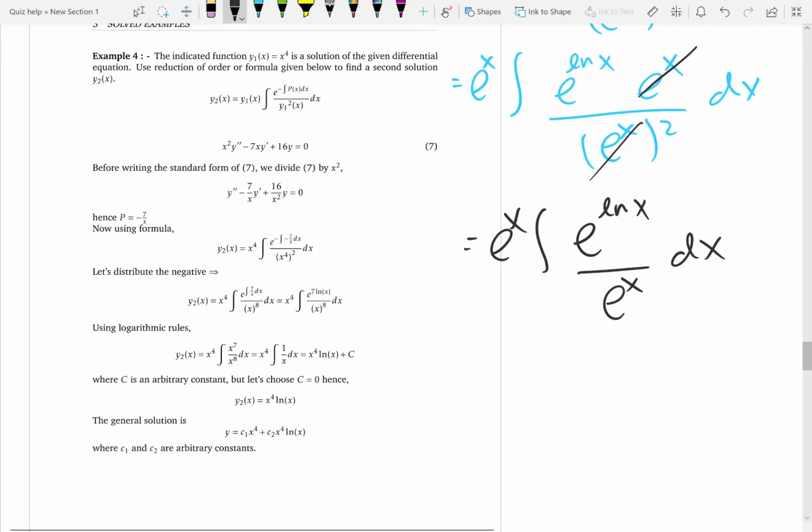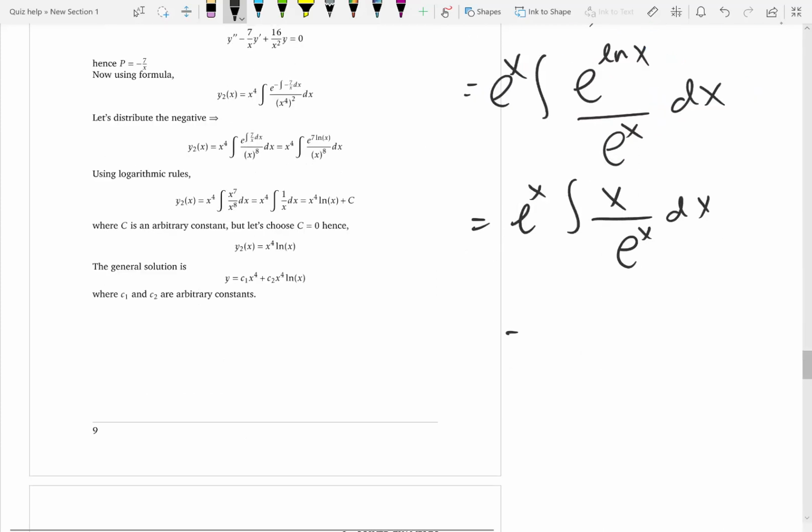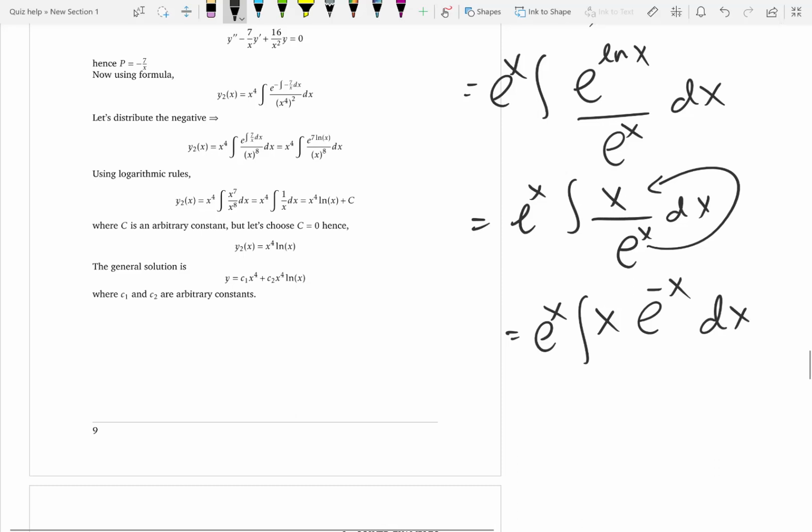Alright, so what is e to the natural log x? We know logarithmic properties, and that's x. So this is x over e to the x. Good. Now the final touch, I'm going to rewrite this integral as x. I will take this term to the numerator and write it as e to the negative x. Good, to make my life easy, to make my integration easy. Now you can see this has come down to a smaller formula.